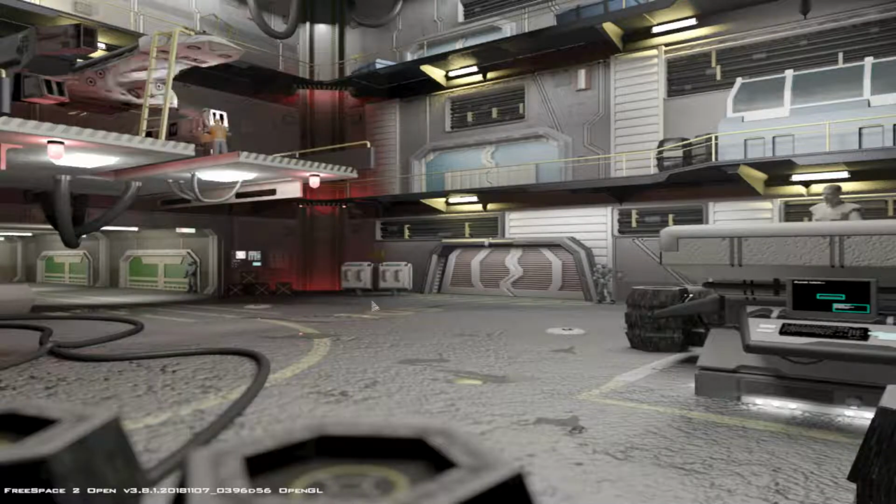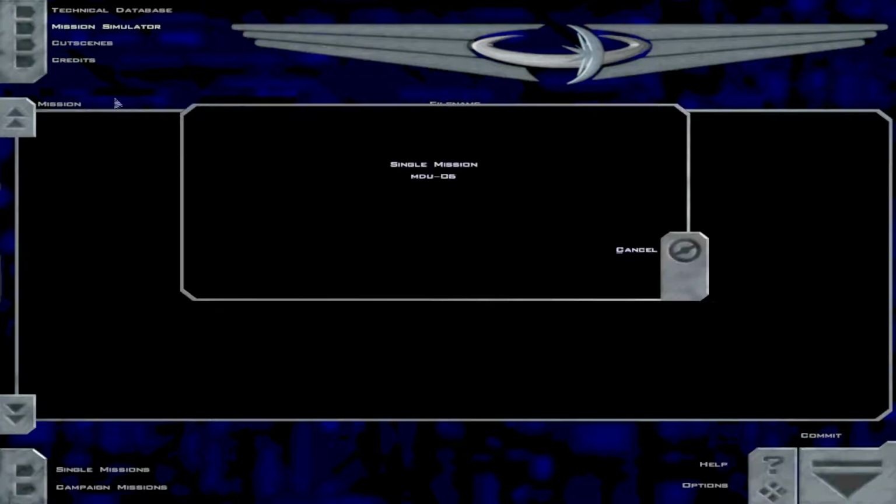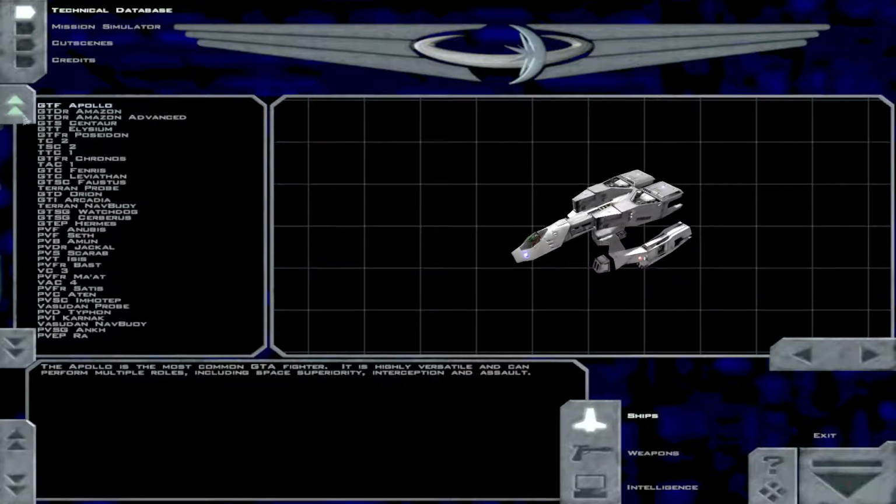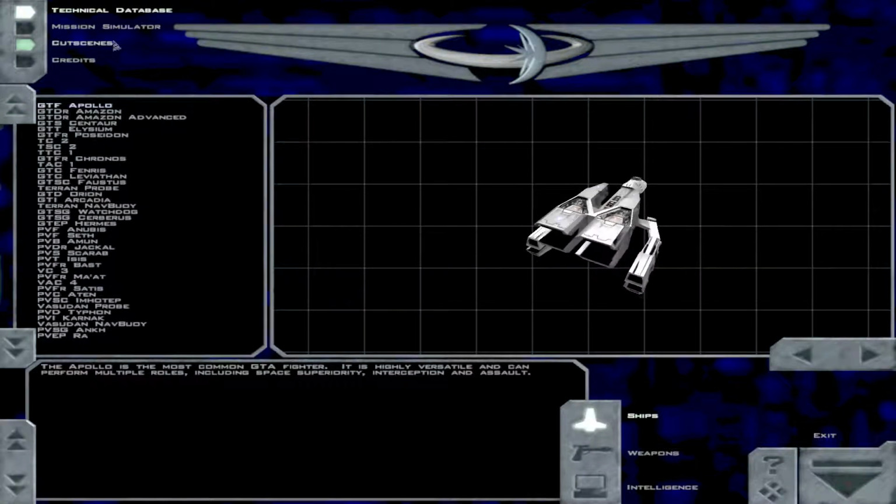Okay, so let's just stick to that. Sorry for so much talking. Let's just stick to this now. I've already played the first mission. Yes, I already played the first mission. Skipped all the trainings. I'm gonna play the first mission again, but before doing that, the Apollo is the most common GDA fighter. It is highly.